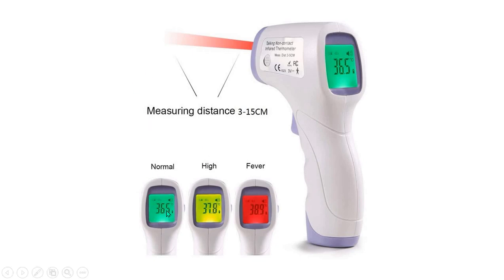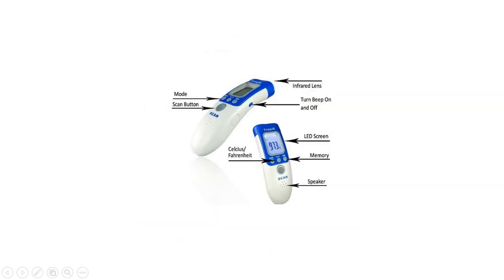That is, 36.5 is normal, 37.8 is high and 38.9 is fever. The temperature of the body can be measured from a distance of 3 to 15 centimeters, and this is another type of thermometer.